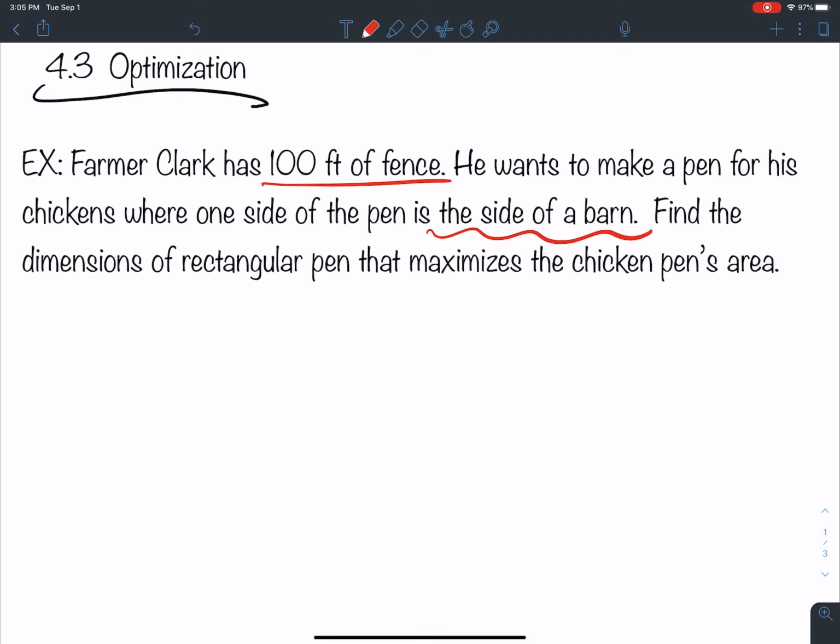Okay, so maybe it's a true story, maybe it's not. Bok, bok, right? Okay, so find the dimensions of a rectangular pen that maximizes the chicken pen's area. Got to have those free range chickens, right?